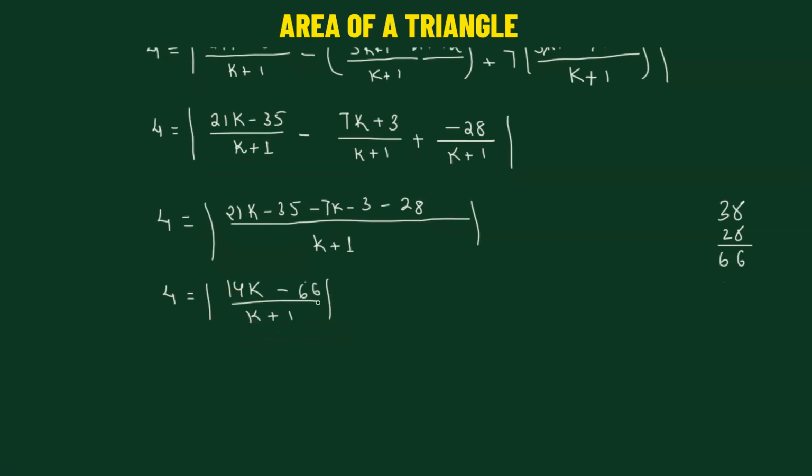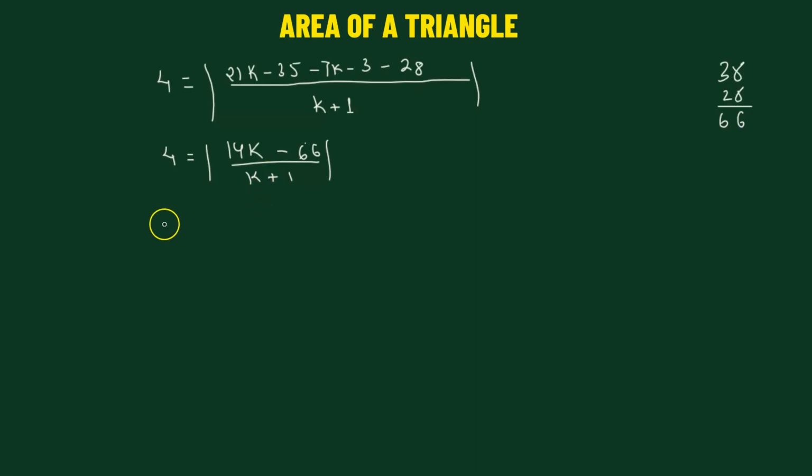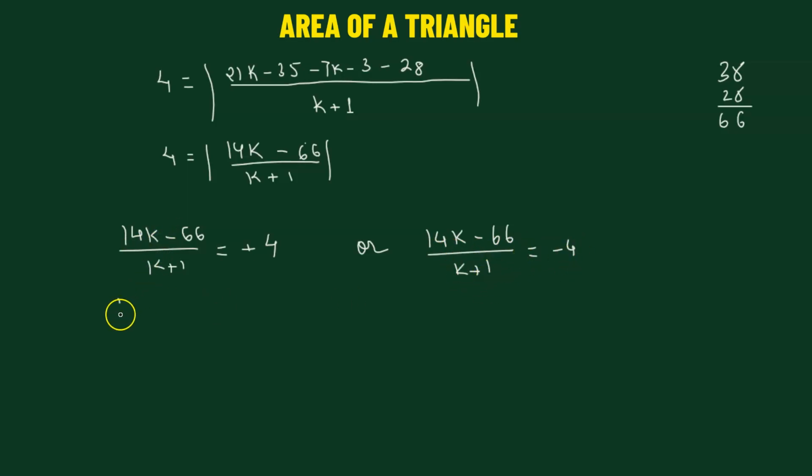Fine. So now, in order to find the value of k, we can break this absolute value into 2 parts. So we can get either (14k minus 66) over (k plus 1) equals positive 4, or the other possibility is (14k minus 66) divided by (k plus 1) equals negative 4. So we'll start with this one. So here we have 14k minus 66. We're going to cross multiply k plus 1 with 4. That gives us 4k plus 4. So 14k minus 4k, that's going to be 10k, which will equal 66 plus 4. So that's 70. So k comes out to be 7.